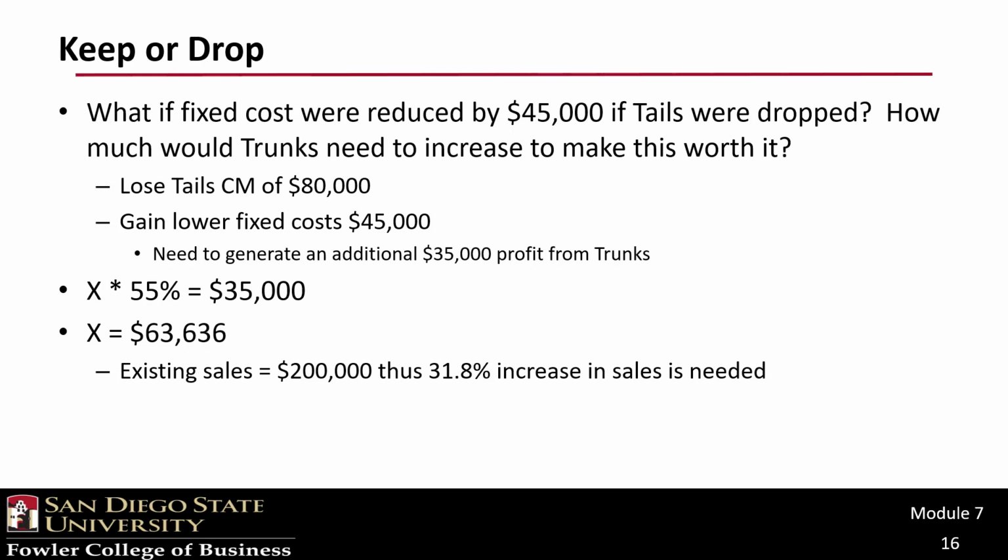Well, we know the contribution margin ratio, and we know the amount of profit we need to generate, so we can do a little algebra and determine that the amount of additional sales we need is another 63,636. So since existing sales are 200,000, we would need another almost 32% increase in sales to warrant dropping tails, even if it reduces fixed costs by 45,000.